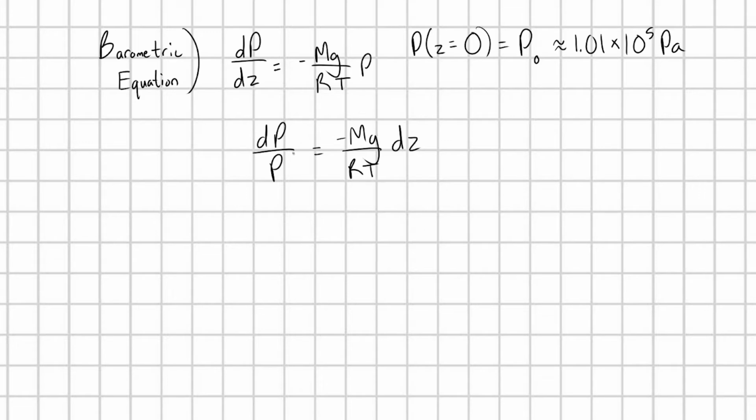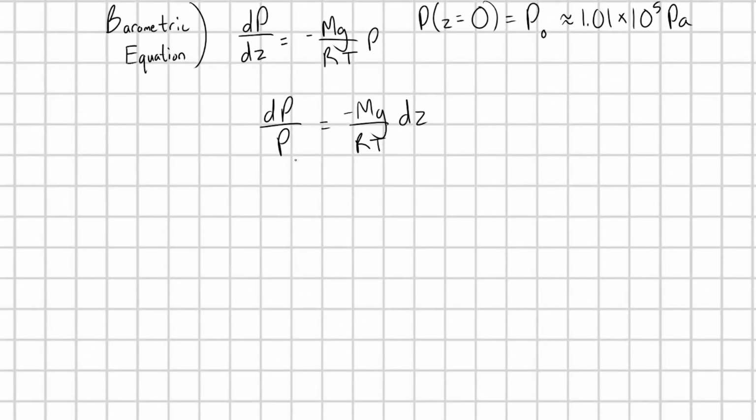See, I just divided this equation by p, and I multiplied this equation by dz, and there was the result. I've successfully separated my variables out, right? On the right-hand side, I just have a bunch of constants times dz, and on the left-hand side, I just have dp divided by pressure. So this is all in terms of pressure. This is all in terms of z. Really, there's no dependence on z, it's just a bunch of constants.